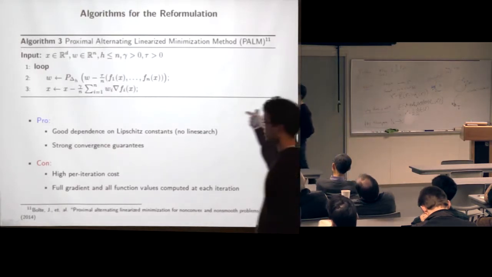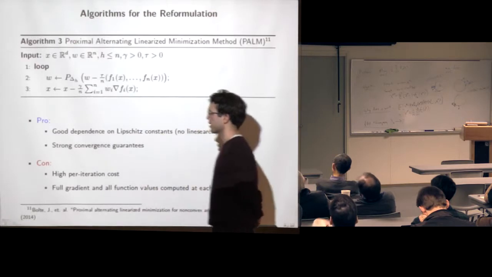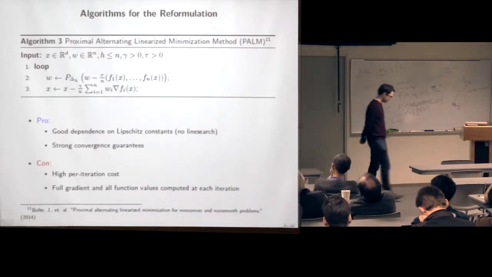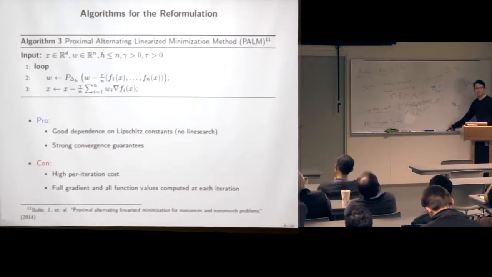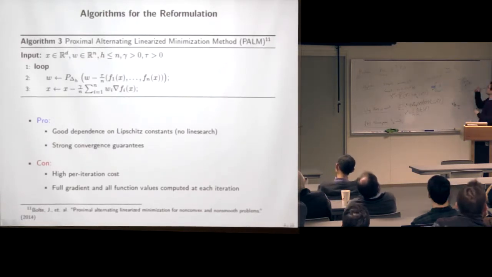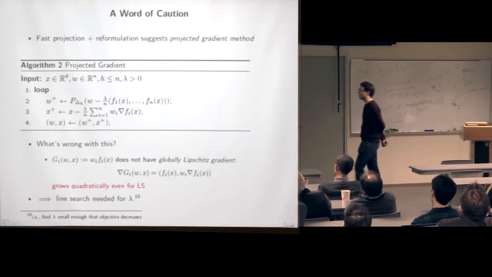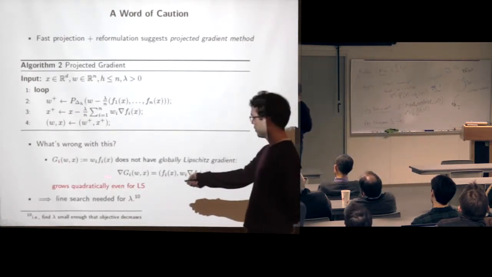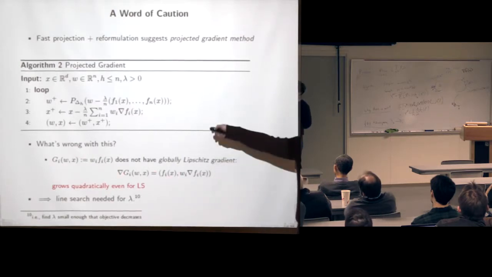So it does a projected gradient step on W, and then it does a projected gradient step on X. There's a little thing I didn't mention about the projected gradient method here. In order for it to work, you need to assume that the gradient of f is a Lipschitz continuous function. This is a very common assumption. And it turns out that if you try to apply it in this case, the gradient of this function is not Lipschitz continuous because, if you take the gradient with respect to w, you just get f.